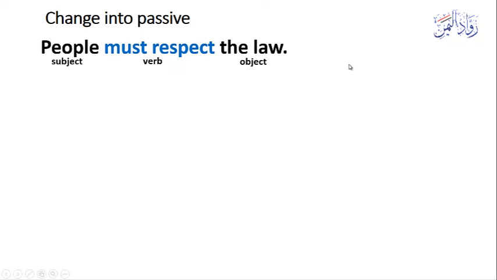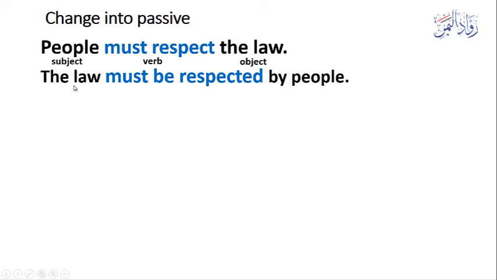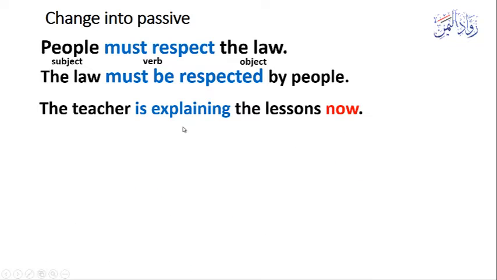So this sentence can be changed into passive. The law must be respected by people. What do you notice here? This is the object, it is in the place of the subject. People, the subject, is in the place of the object. The teacher is explaining the lessons now. The teacher is the subject, is explaining is the verb, the lessons is the object.